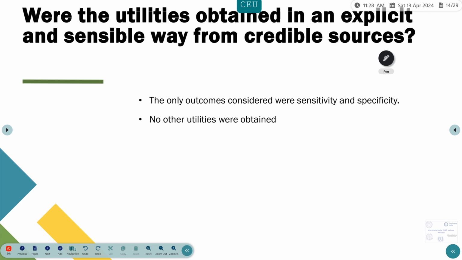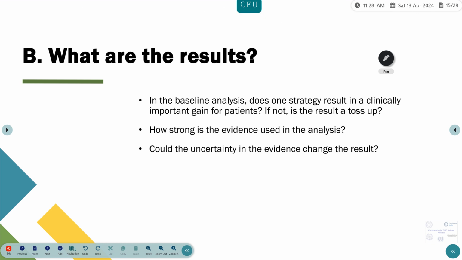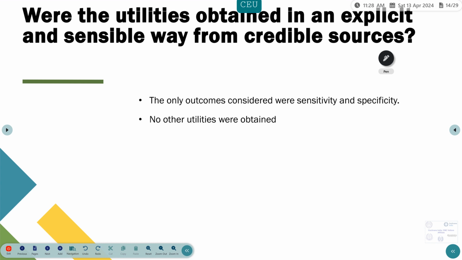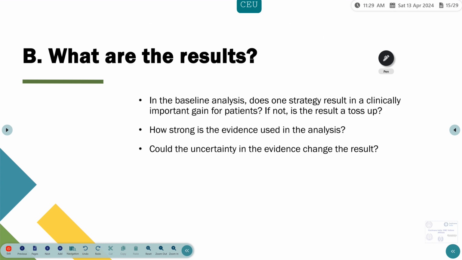Were the utilities obtained in an explicit and sensible way from credible sources? The only outcomes which were considered were sensitivity and specificity. So this again was done from within the trial itself. There were no other utilities which were considered. So based on this, the validity of the study is acceptable. So we will see the results.